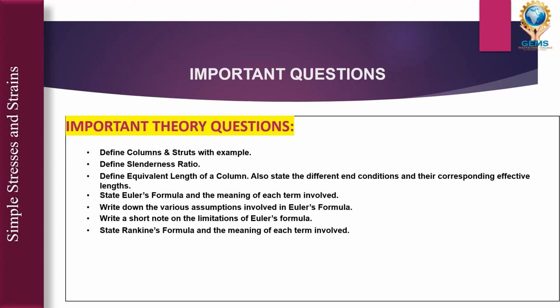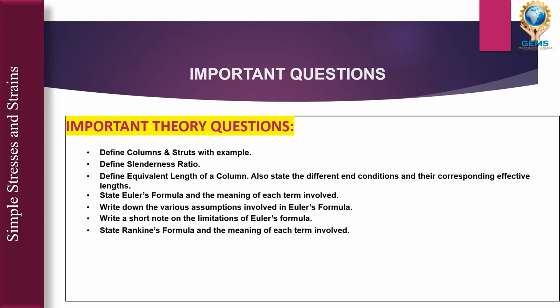If you are able to answer these types of questions, then no one will stop you from getting good marks. So in your examination, they may ask define columns and state with example, define slenderness ratio, define equivalent length of the column, and also the end conditions and the effective length. Then they will ask state Euler's formula and the meaning of each term involved. As I told you, you have to write the Euler formula, then explain each term: what E stands for, what sigma stands for, everything.